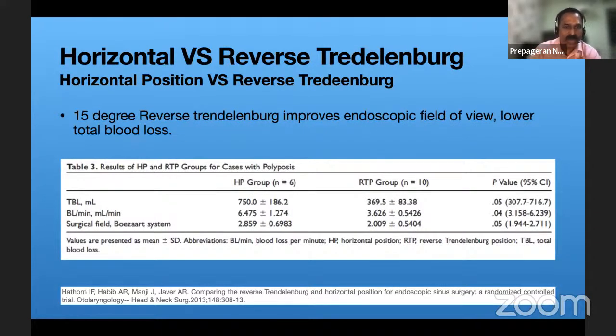It reduces central venous pressure and decreases bleeding. But what is the evidence? If you compare the horizontal position and the reverse Trendelenburg, the evidence shows very clearly. This is the horizontal group. This is the reverse Trendelenburg, and you can see the amount of blood lost is significantly lower in the reverse Trendelenburg group, 750 ml total blood loss in the horizontal group, and the reverse group is 369, literally half of it. The surgical field is also significantly better.